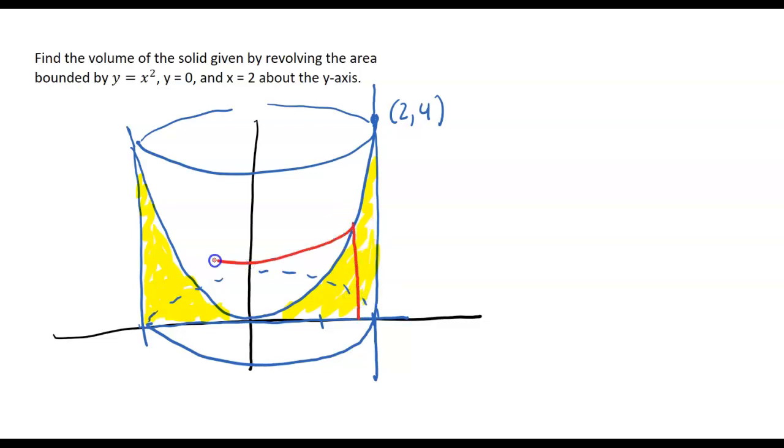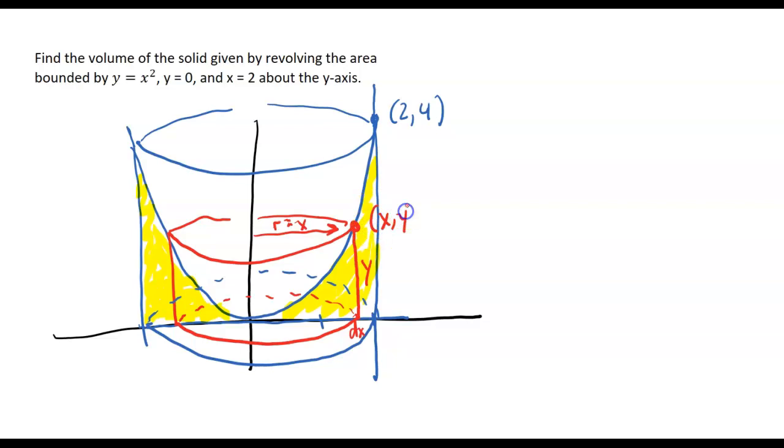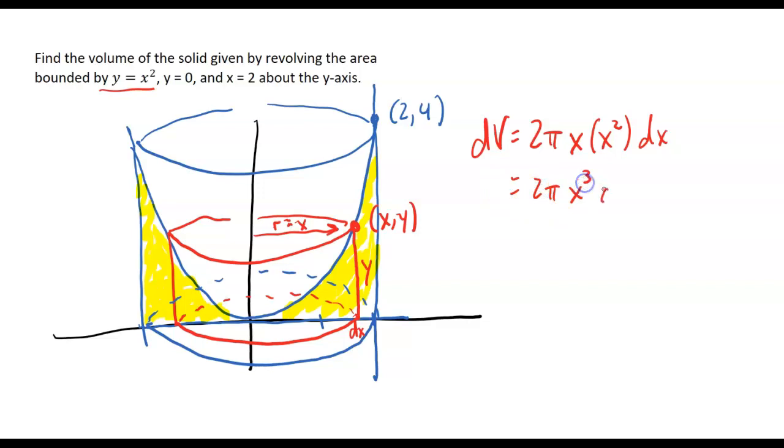So it's going to go around like this. And here's the bottom of it. The thickness is dx. The height is y. The radius is x, because this point is at x comma y. So the volume of that shell is 2 pi times the radius, which is x, times the height, which is y, but y is x squared, so I put that in, and then times the thickness, dx, which is 2 pi x cubed dx.